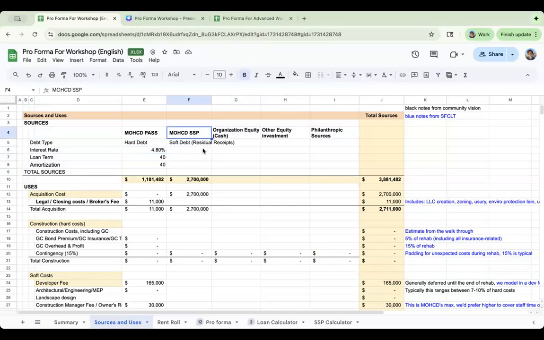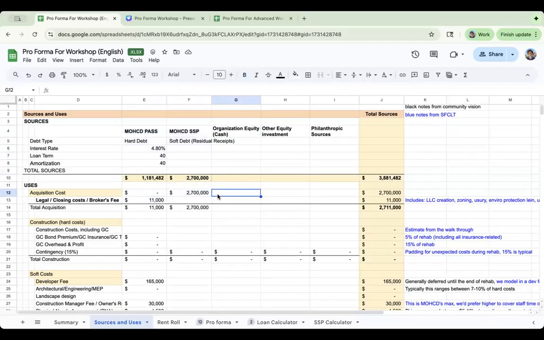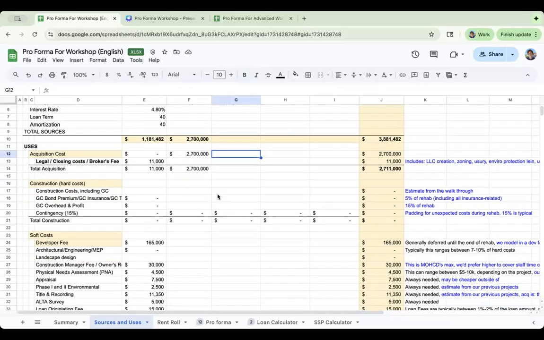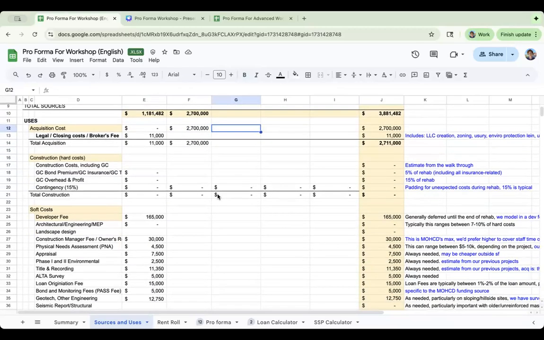We've also got our soft debt here. These numbers aren't so important here, so I don't include them. If we've got organization equity we're putting into it, other equity investments, philanthropy, we'll have those all here. Lucky for us, we actually just need these 2 funding sources. So it's pretty simple. Okay, and now into the uses.